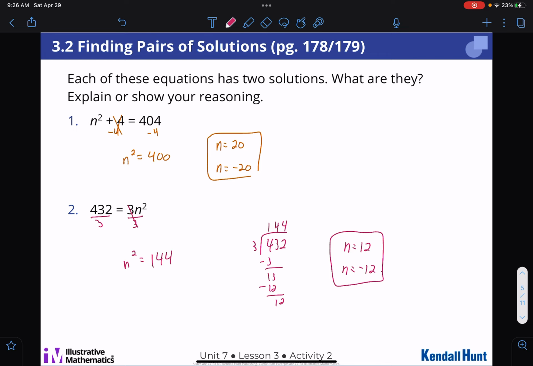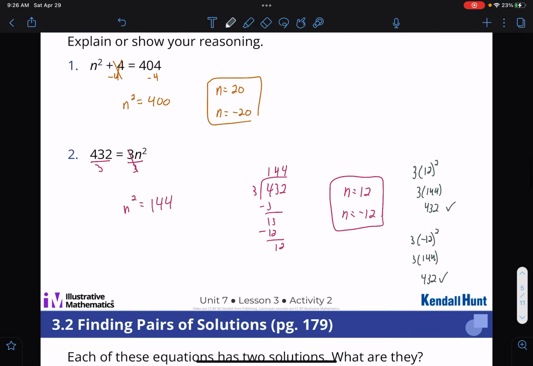And remember, you can always plug these back in. 3 times 12 squared. 12 squared is 144. 3 times 144 is 432. That checks out. Similarly, 3 times negative 12 squared. Negative 12 squared is also 144. 144 times 3, 432. So it all checks out there.